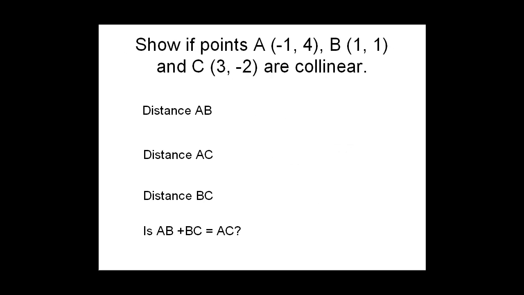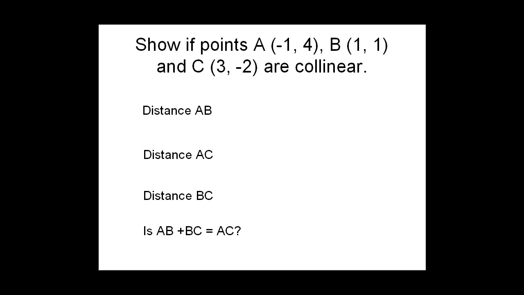Okay, they may ask you to find out if 3 points are collinear. To find out if points are collinear, you need to find A to B, A to C, and B to C. So we need to compare all the points, 2 at a time, and see, do they add up? Is AB plus BC equal to AC? Do they make a straight line?